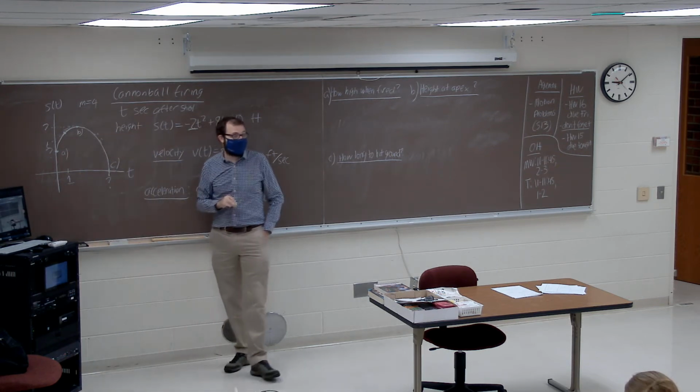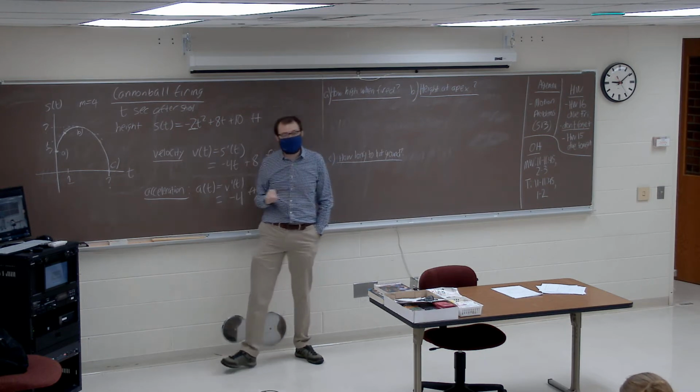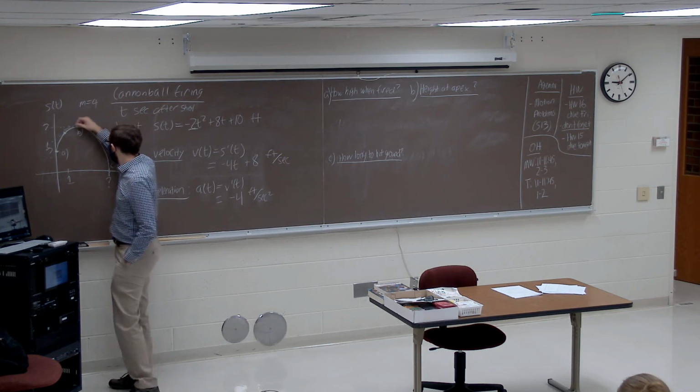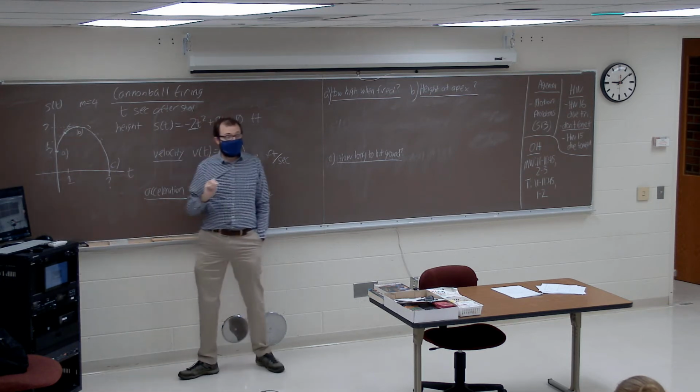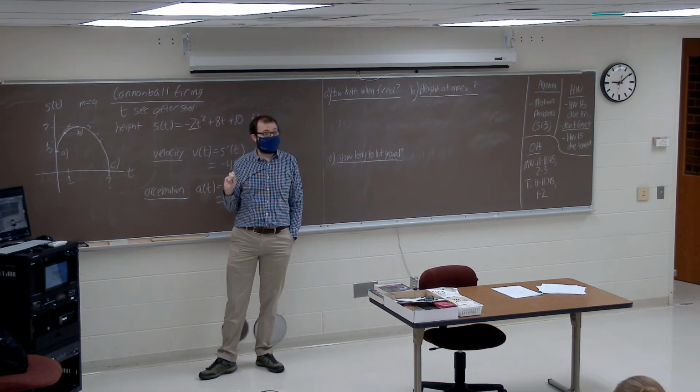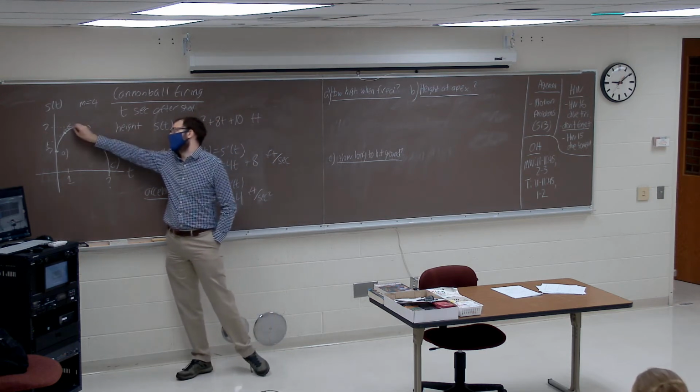I'll give you all a hint. It sounds like I'm hearing a couple of you mentioning this already. For part B, notice that at the apex of its trajectory, the slope is going to have some interesting property to it, if we were to draw out the tangent line at this point.